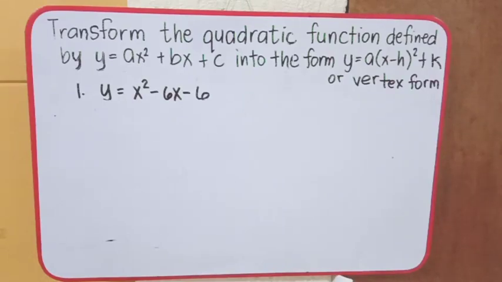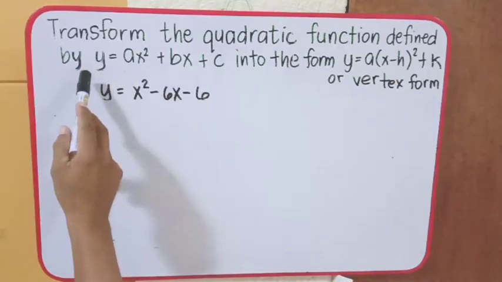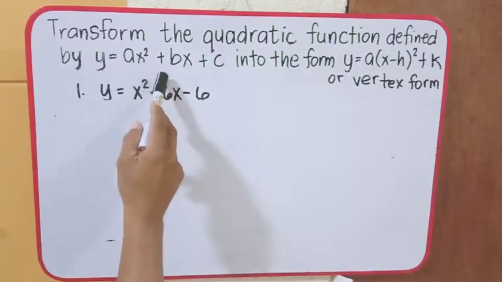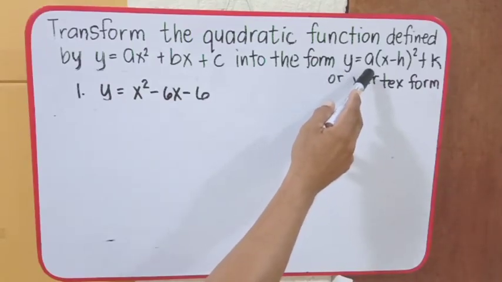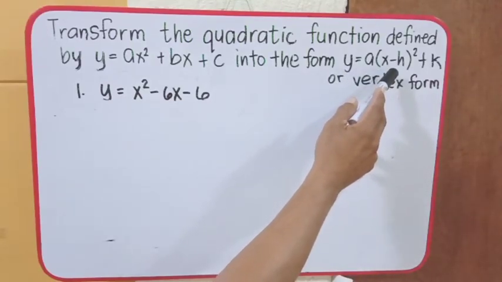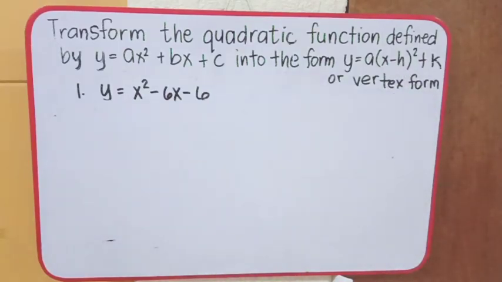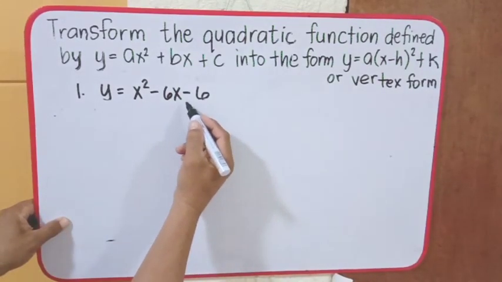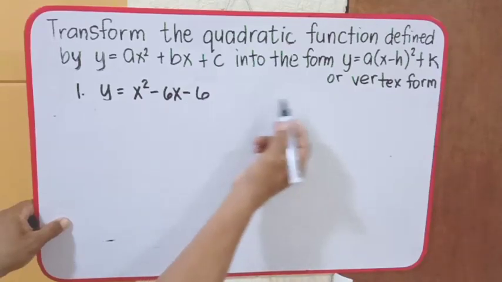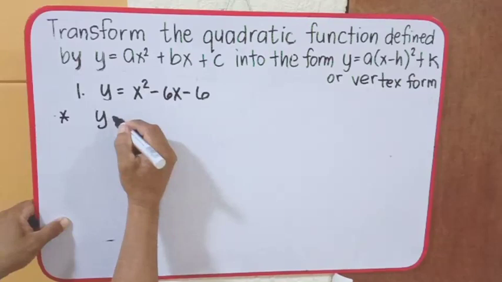So, learning task 3. Transform the quadratic function defined by y equals ax squared plus bx plus c into the form of y equals a times the quantity of x minus h quantity squared plus k, or simply the vertex form. First example, y equals x squared minus 6x minus 6, transform into a vertex form. First step, group in terms of x.